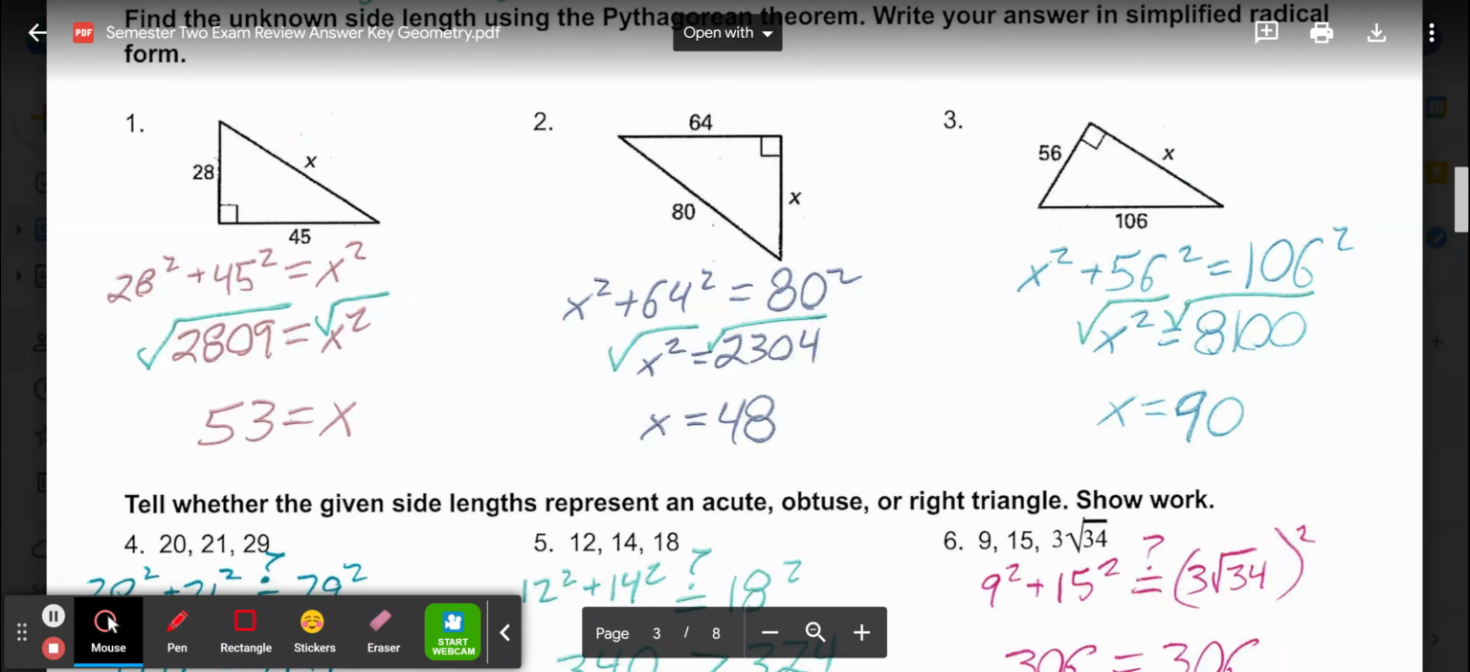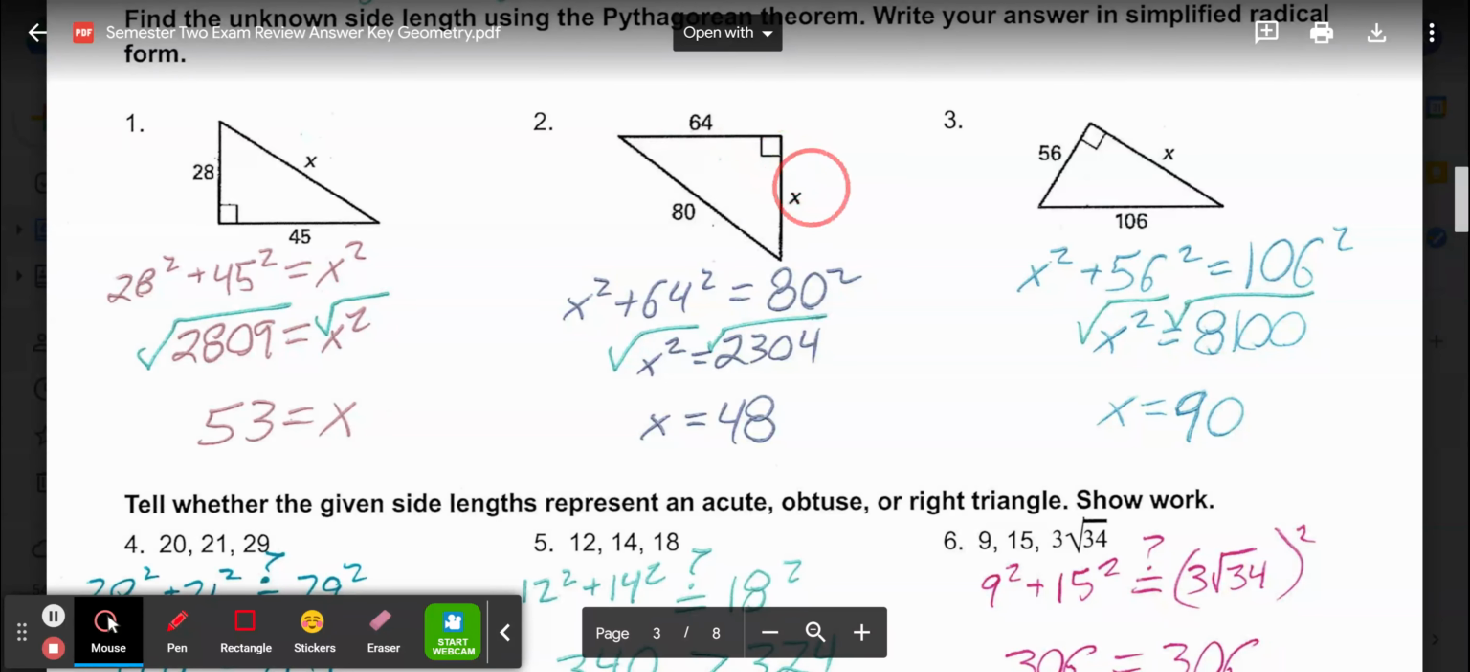We'll go through number 1 here. Leg squared plus leg squared equals hypotenuse squared. 28 squared plus 45 squared is x squared. Add those two, which is 2,809, equals x squared, square root, to get the value of x, which is 53.